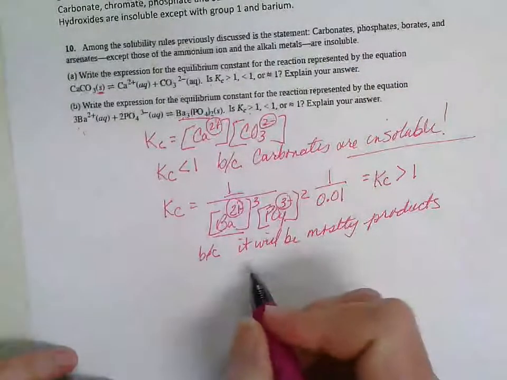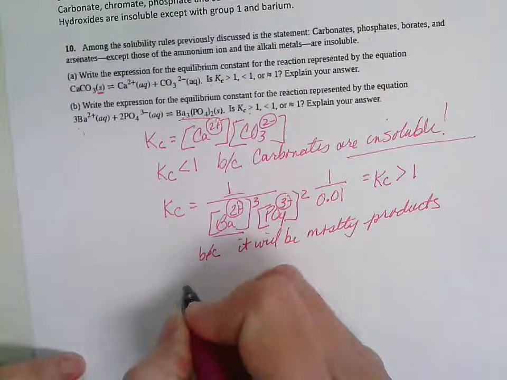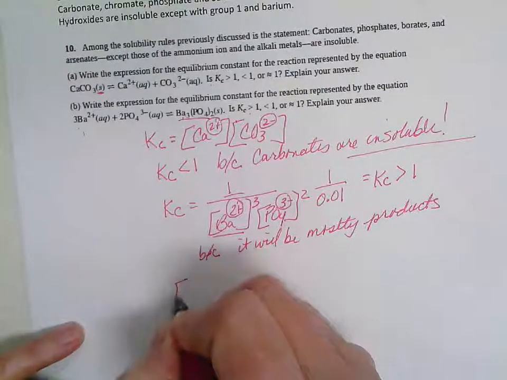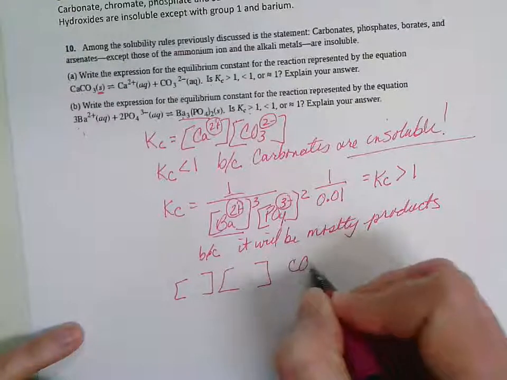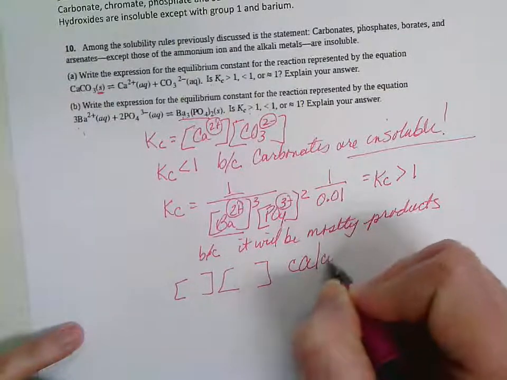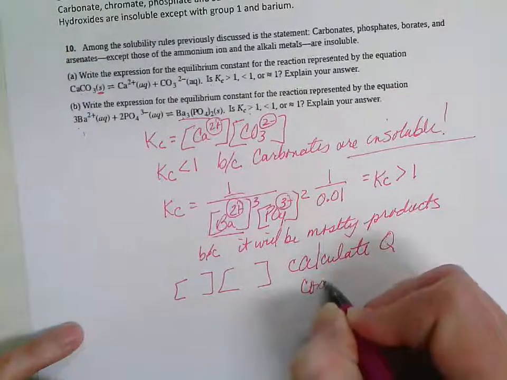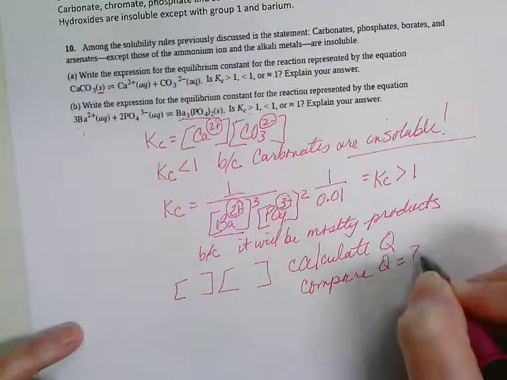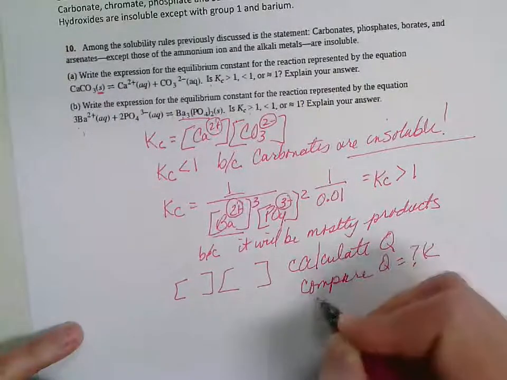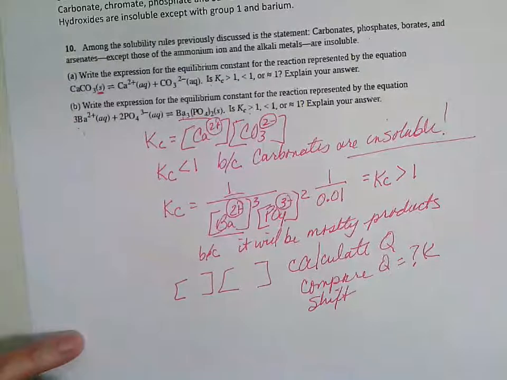The other type of calculations that you can be asked to do, and I'm going to do a separate video on that, is going to be where I give you concentrations at any time and ask you to calculate Q and compare Q to K, and then predict which way it'll shift. And you should remember how to do that from class.